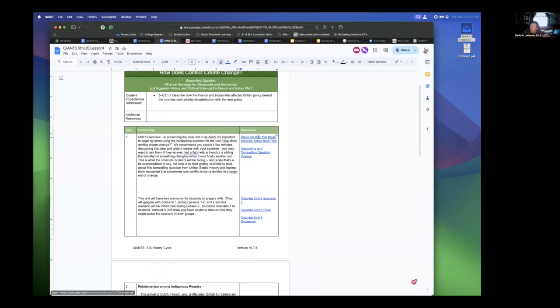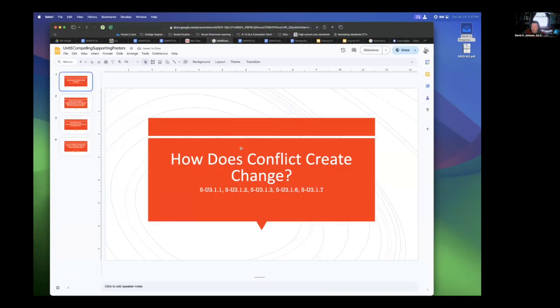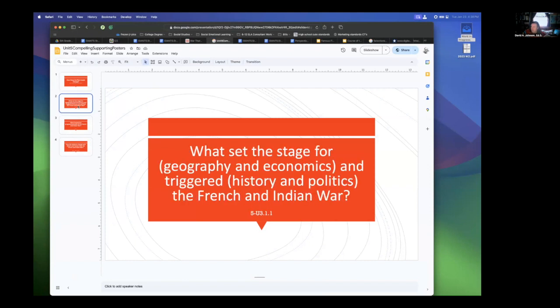And of course, we also are still giving you the supporting and compelling question posters that you can have up in your room. I like these in lieu of I can statements, because sometimes an I can statement in social studies is a little bit less than we would like to see. I would recommend having your compelling question up for the whole unit. So, how does conflict create change would be up for your whole unit. And then as you move through each lesson, put underneath it the supporting questions. And we have linked them back to content expectations if you have administrators that are looking for those things.